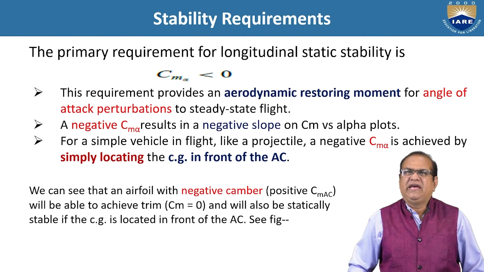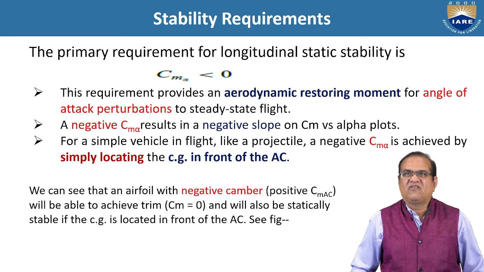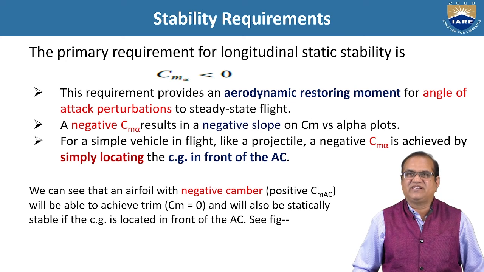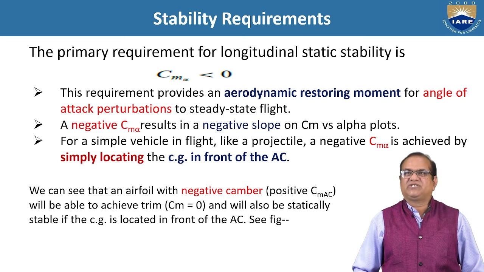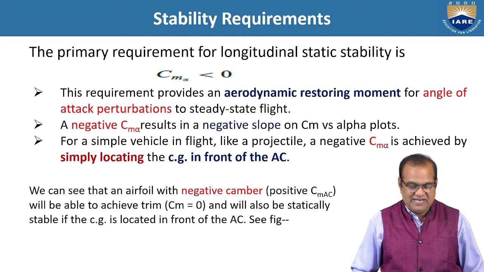The primary requirement for longitudinal stability is that Cm alpha should be negative, and this requirement provides an aerodynamic restoring moment for angle of attack perturbation to steady state flight. A negative Cm alpha results in a negative slope on the Cm versus alpha plot. For a simple vehicle in flight like a projectile, a negative Cm alpha is achieved by simply locating the CG in front of the AC. So if the CG is ahead of the AC, we get this condition.